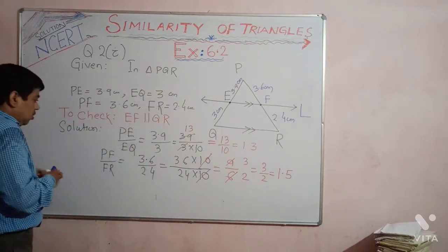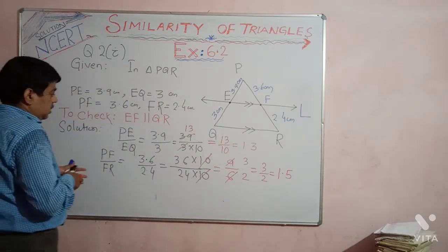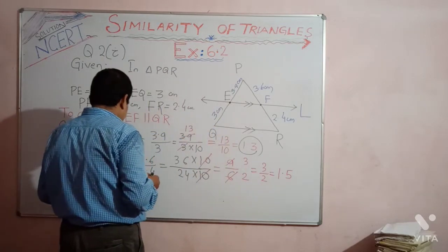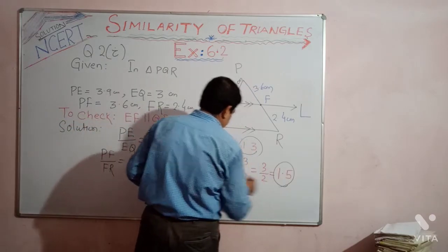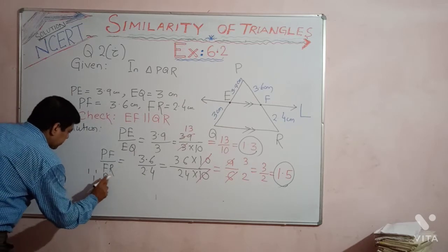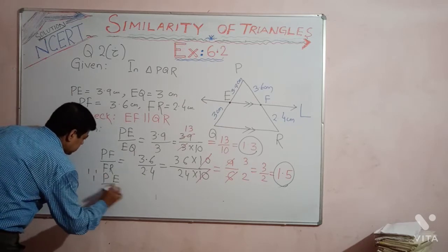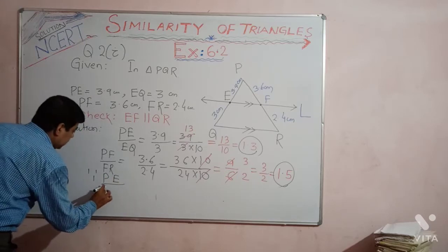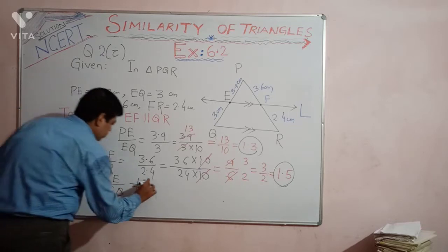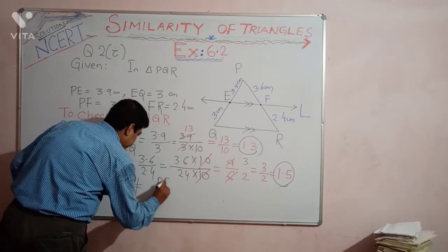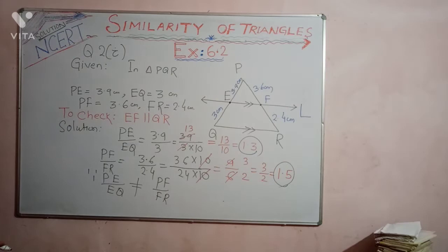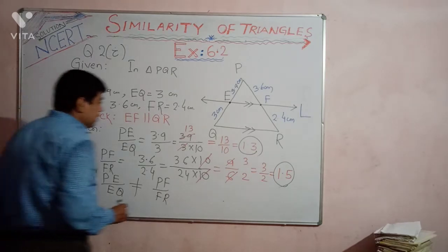You see here you are getting PE upon EQ is equal to 1.3, and PF divided by FR is 1.5. So they are different ratios, since the ratios of their corresponding parts are not equal. PE upon EQ is not equal to PF upon FR. Since the ratios of their corresponding parts are not proportional, the lines are not parallel.